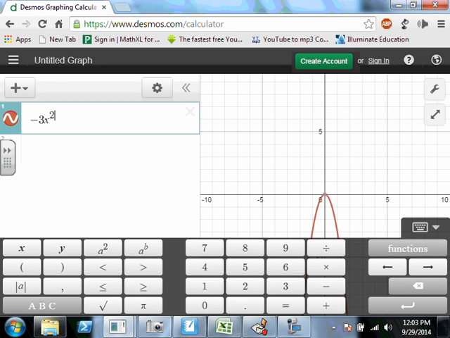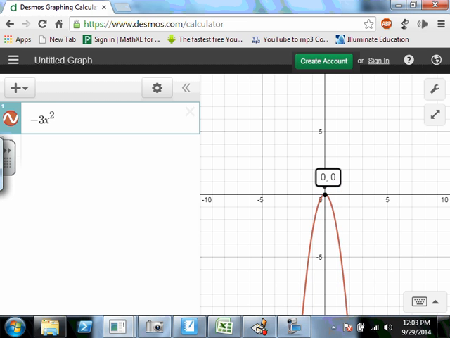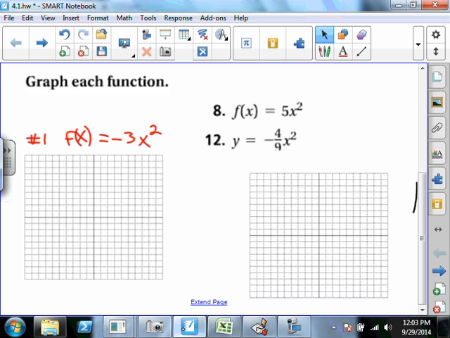So we see the graph. A couple things we should probably notice. What's the highest point on this graph? What are its coordinates? 0, 0. What's that called? Should we label that? Probably not a bad idea. So here we go. At the origin, we have the vertex.